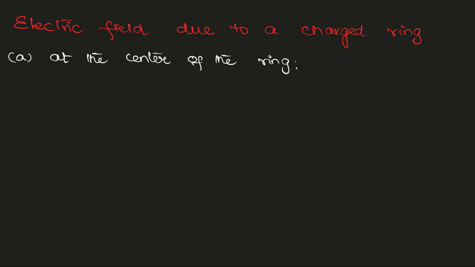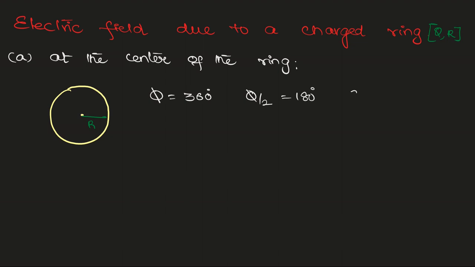Suppose you are given a ring whose radius is r and its charge is q. Now, what is the electric field at the center of the ring? We can treat this as an arc. That arc is subtending an angle of 360 degrees, so half of that, 2 pi by 2, is 180 degrees. Sine 180 is 0. So the electric field at the center will be 0.